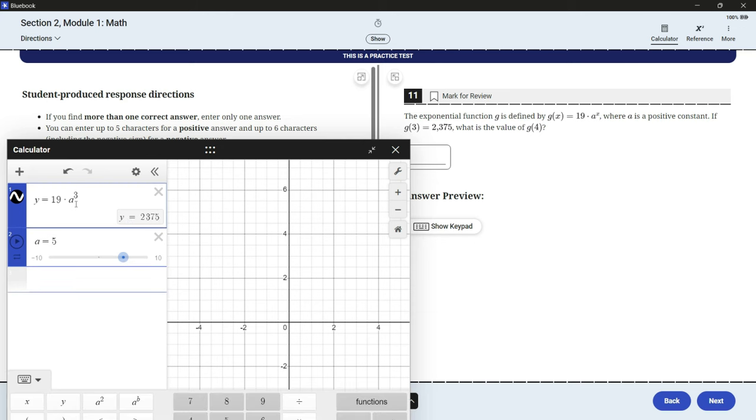So now let's plug in 5 for a. And then we're looking for when x is equal to 4. So we'll just change that x value to 4. And that gives us our value of y, which is 11,875.